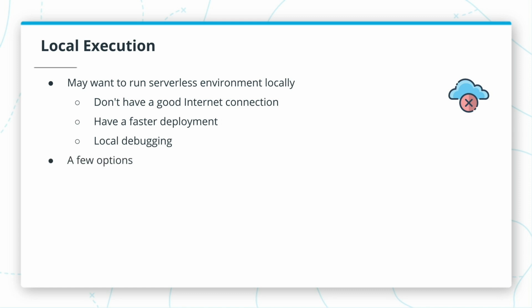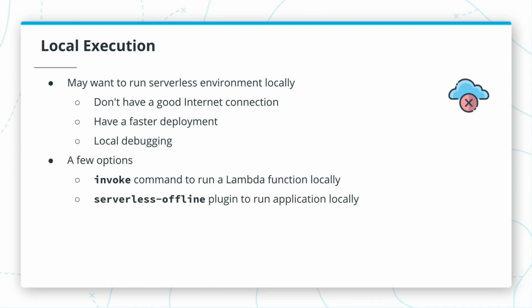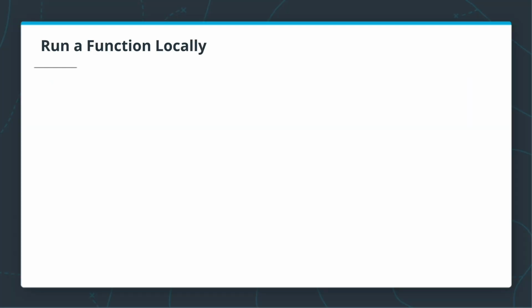And to run our application locally, we have two options. Well, option number one is to use the invoke command in Serverless Framework that allows us to run a single Lambda function locally. And option number two is to use the serverless offline plugin to run the whole application locally. So now let's take a look at how we can run a single function locally.